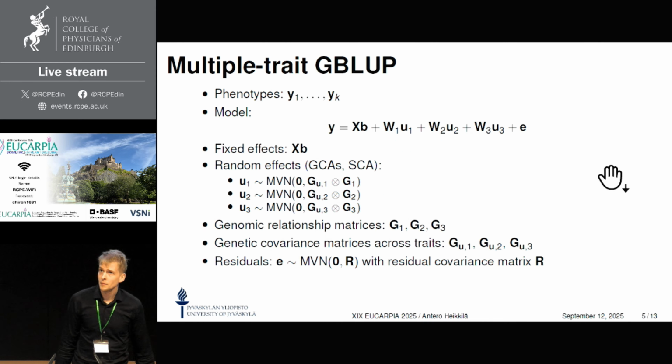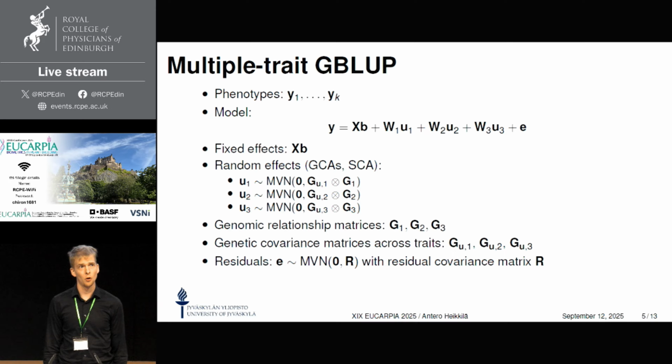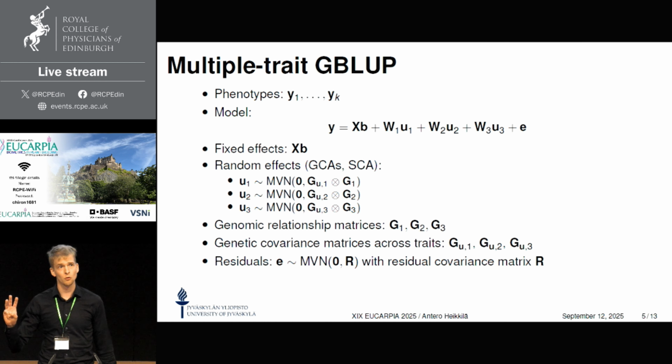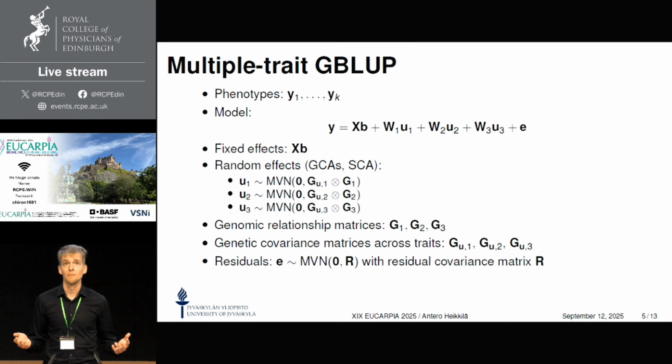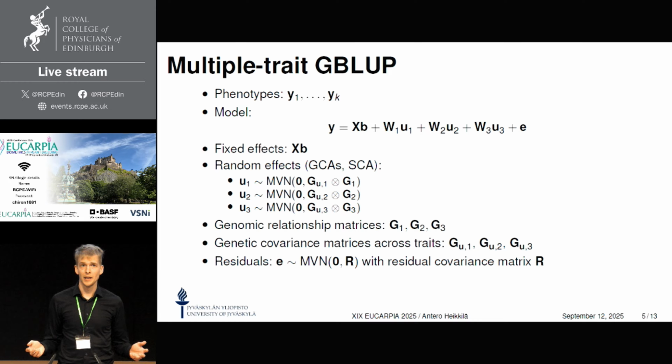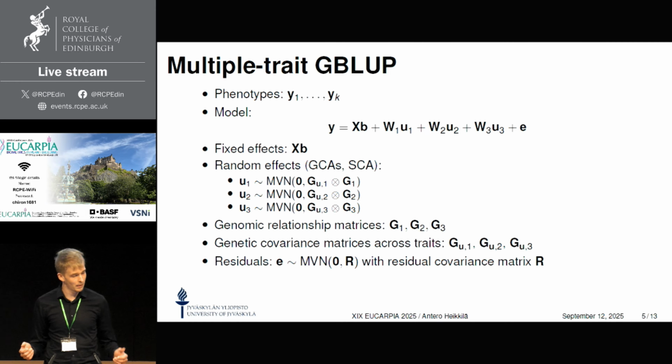Multiple trait GBLUP. Phenotypes are in the y-vector, and we know that the phenotype is a linear combination of fixed effects and random effects. Now you can see that we have 3 random effect groups because we have 3 genetic value groups, namely the general combining abilities of the parents and then the specific combining ability. And as usual, we assume that the genetic values follow a multivariate normal distribution whose covariance matrix in this case is a Kronecker product of the genetic covariance matrix and the genomic relationship matrix.